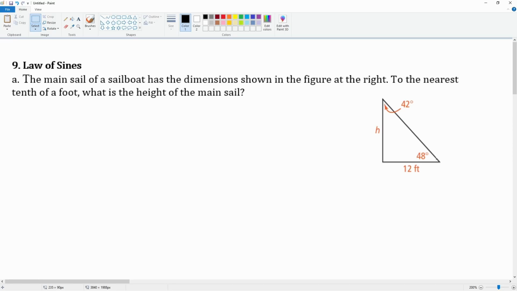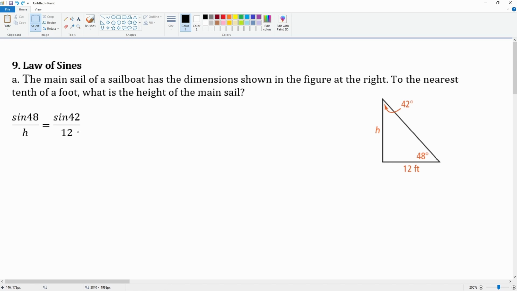Okay, so for number 9, you're looking at the law of sines. The reason why is that in the image you have two angles and a side, and you're asked to find another side. That's basically the law of sines, right? So sine of 48, its opposite is h. And from sine 42, its opposite is 12. That's how you set it up.